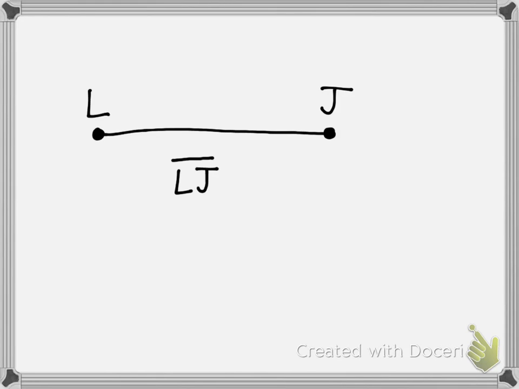Next is a line segment, which is just part of a line, which means it has two endpoints, and these are not called dots, they are called points. So let's label this line segment LJ. So we would simply put an L and a J, a line over the top. There we go. So this would be line segment LJ.